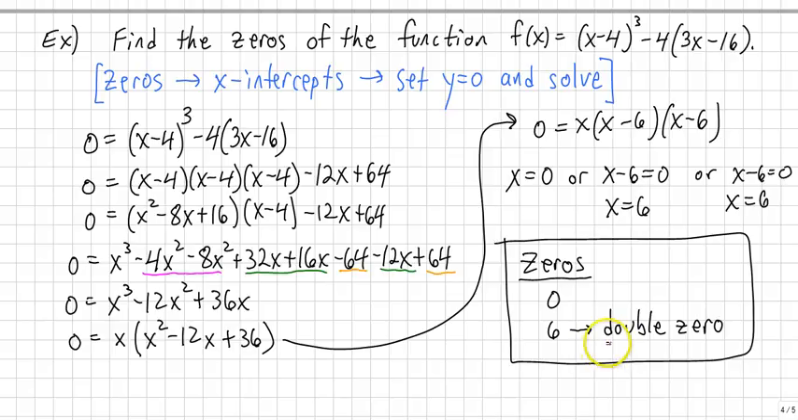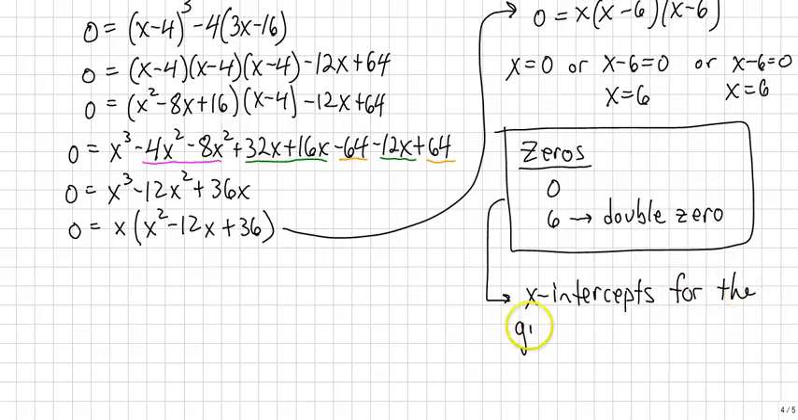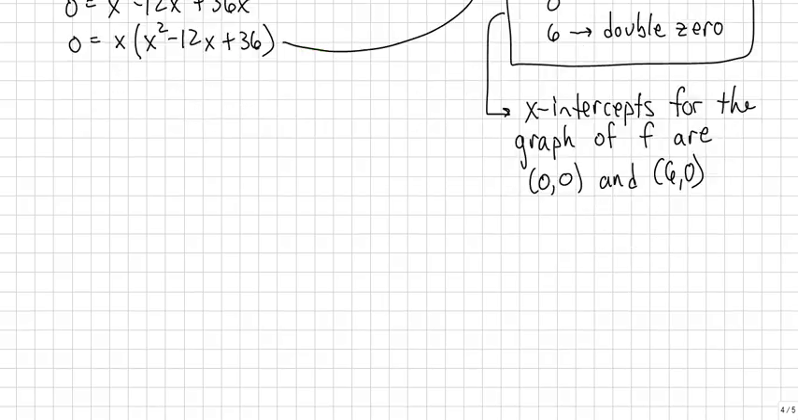Don't forget, zeros are the same thing as x-intercepts. So what this also tells me is that the x-intercepts for the graph of f are (0, 0) and (6, 0). If we did graph it, we would know that the graph is going to cross the x-axis at 0 and 6. So zeros and x-intercepts are the same thing. You find them the exact same way: plug in 0 for y and solve. Okay.